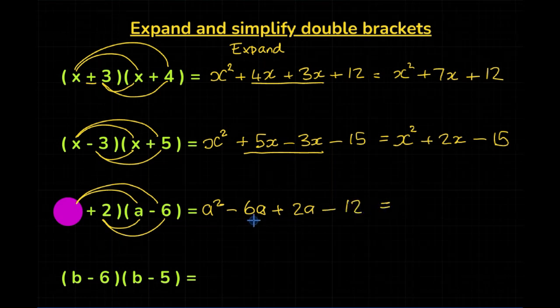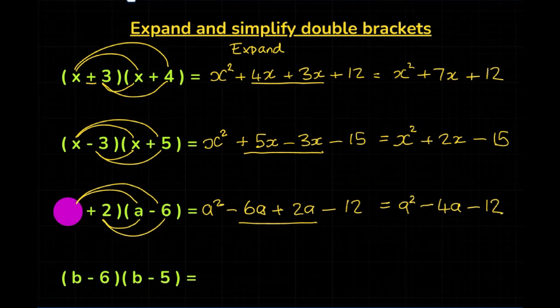We now come to simplify the middle two terms. So well, the a squared doesn't simplify. Minus 6a plus 2a. Now be careful here. There's more negative numbers, so it's going to be a negative answer. It's going to be minus 4a minus 12.